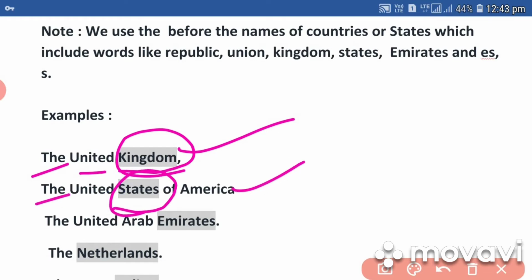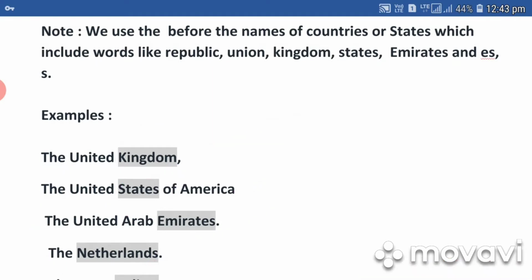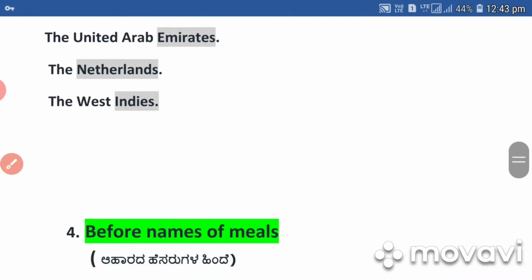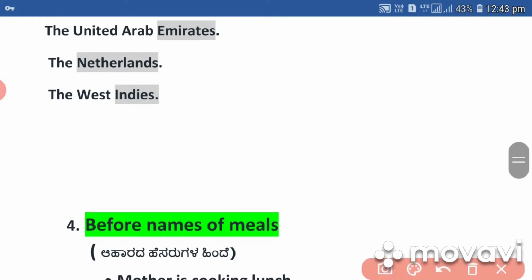One more example here, the United Arab Emirates. Actually this name has the word Emirates, so "the" is used here. Next, the Netherlands. See here also I used "the". Next, one more, the West Indies. Here also I used it. Actually, the West Indies name has ended with s, so I used "the" here.